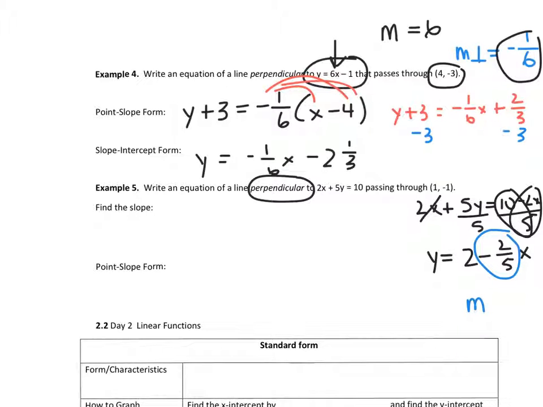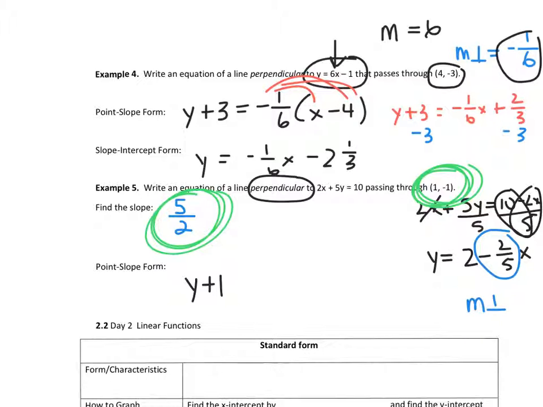So the slope that's perpendicular is going to be 5/2. Remember, that's an opposite reciprocal. So I'm going to use this point that they're giving me and this slope and write it in point slope form. Point slope form is going to be y plus 1, because there's a negative 1, equals positive 5/2 times x minus 1.